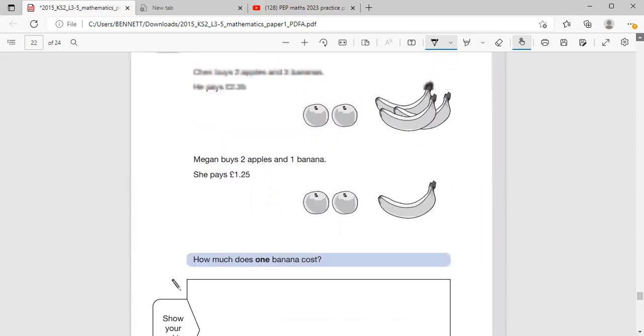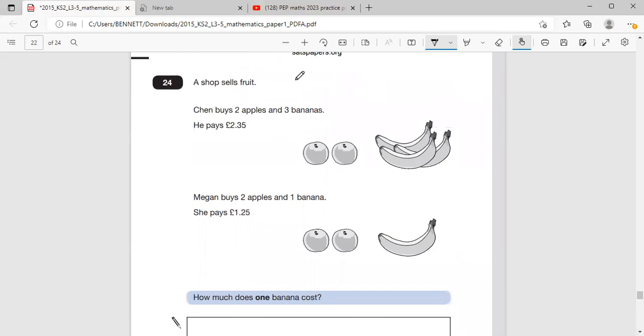Alright, so let's look at number 24. A shop sells fruit. Shen buys 2 apples and 3 bananas. He pays 2.35. Megan buys 2 apples and 1 banana. She pays 1.25. How much does 1 banana cost? Alright, so let us say it is a simultaneous equation. So 2 apples and 3 bananas cost $2.35. And 2 apples and 1 banana cost $1.25.